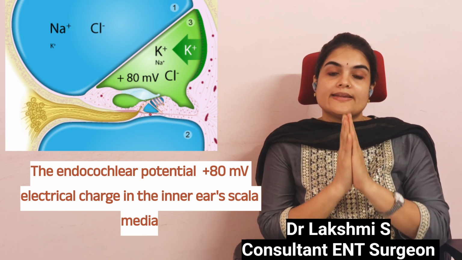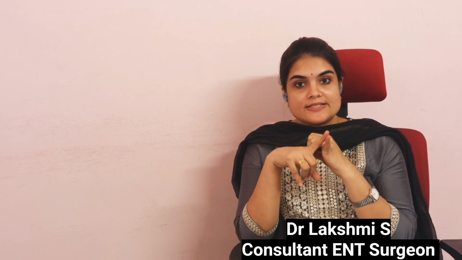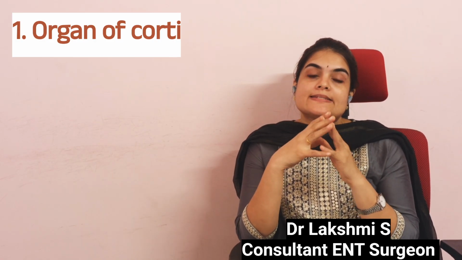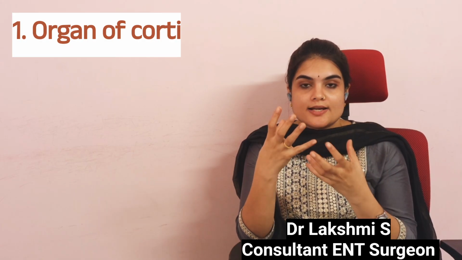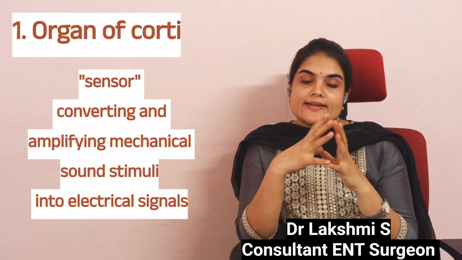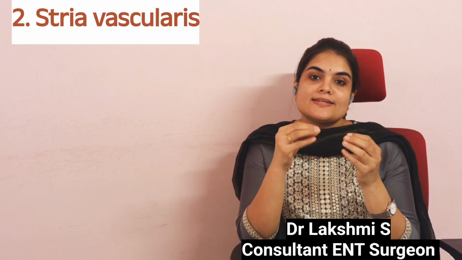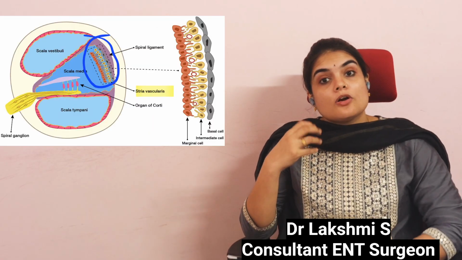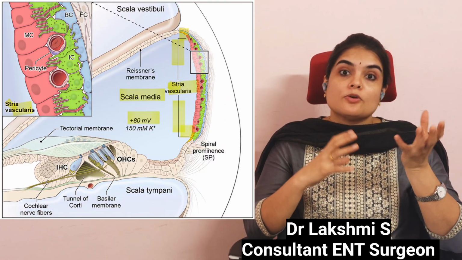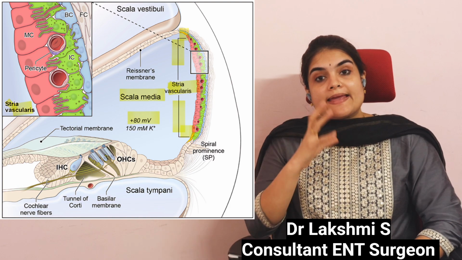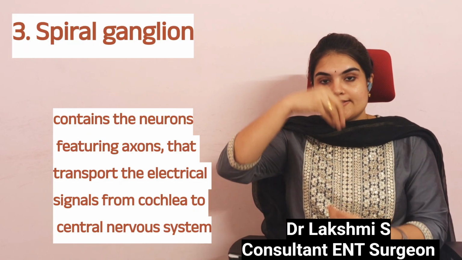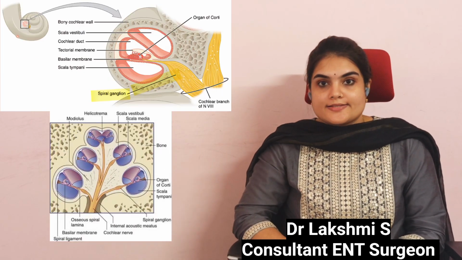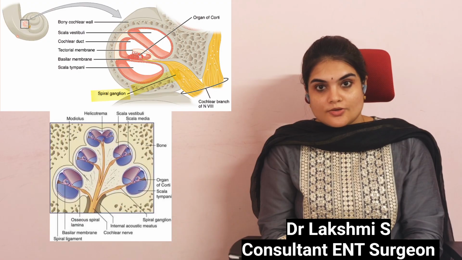Inside the cochlea, we can identify three functional units for hearing. The first one is the organ of Corti that is present in the scala media over the basilar membrane. It is the sensor. That is the one that does the mechanical transduction. That is the one that identifies the sound. Then you have the stria vascularis, which can be known as the battery of the cochlea that generates the potentials, the endocochlear potential that is needed for the mechano-electrical transduction. Then you have the spiral ganglions, which are present in the modiolus, that is the central structure, that carries these impulses from the cochlea to the auditory cortex. So these are the three important functional structures of the cochlea.